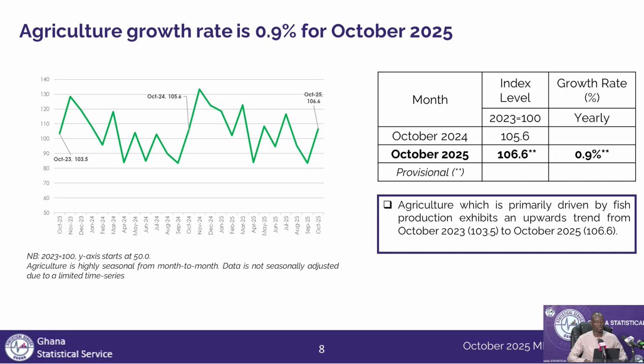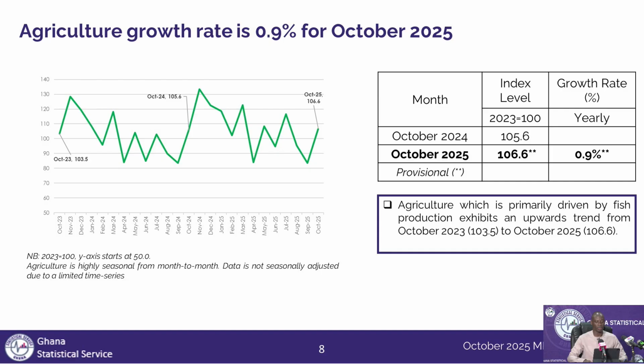Agriculture's trajectory from October 2023 to October 2025 shows that the sector rises from an index of 103.5 to 106.6, confirming gradual growth over time, even with the seasonal fluctuations that we are seeing.